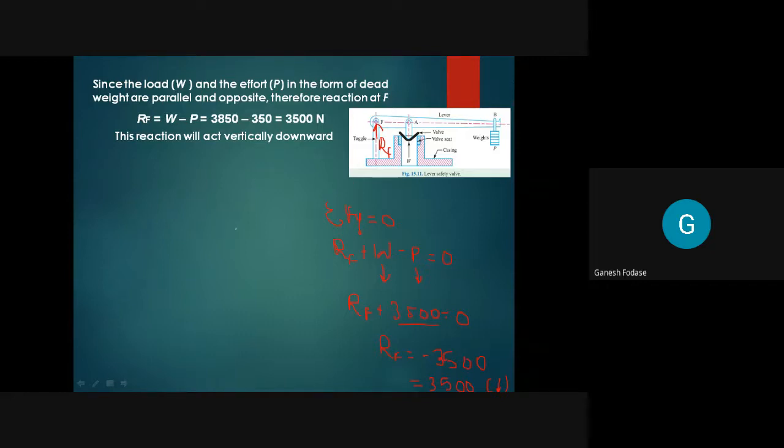I think it is clear now. Yes, sir. Okay, so RF is downward. Now the next thing we have to do. What next? Let us find the diameter of the pin at A.